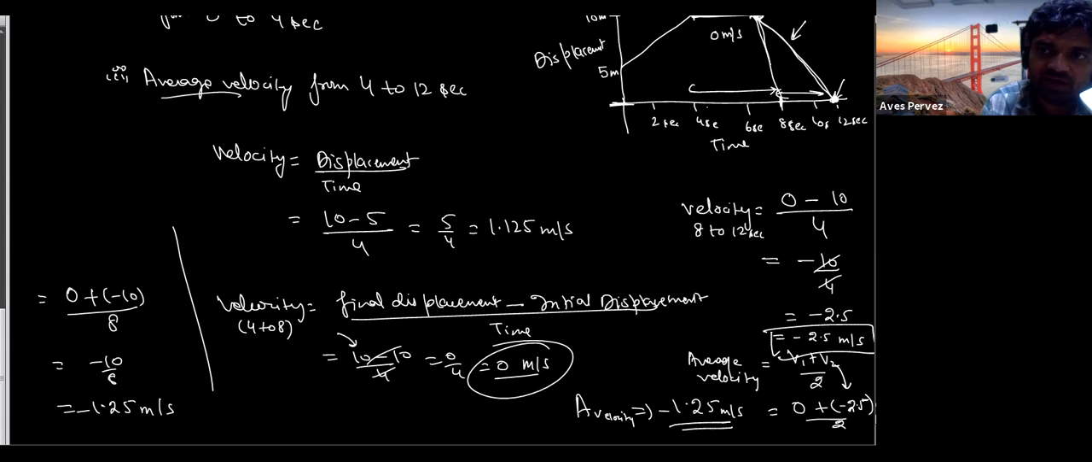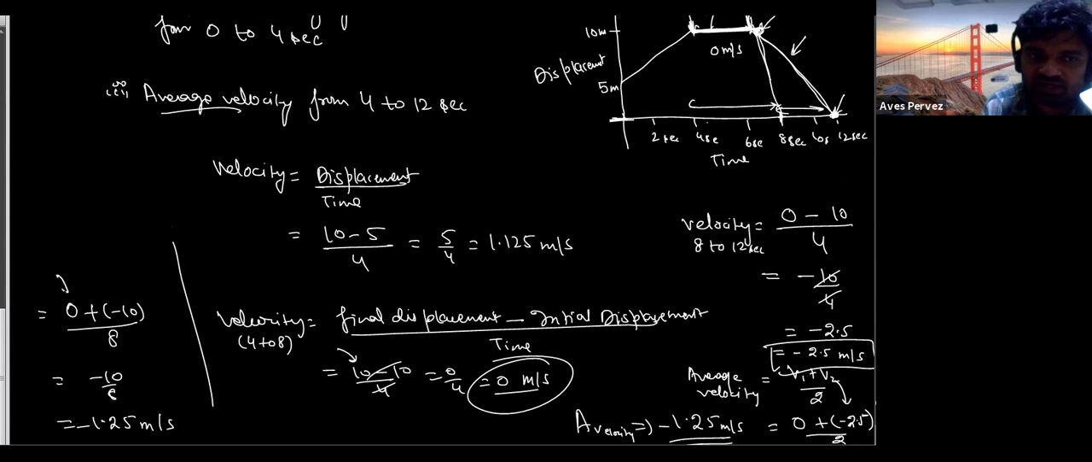So here we need to write the total displacement. In the first case, the total displacement is 0, but in the second case, the total displacement is minus 10. You can find that final is 0 and initial is this one. 4 to 12 is 8 seconds. 0 is the displacement from here to here, minus 10 is the other displacement from here to here. So the total displacement is 0 plus minus 10, you will get minus 10.